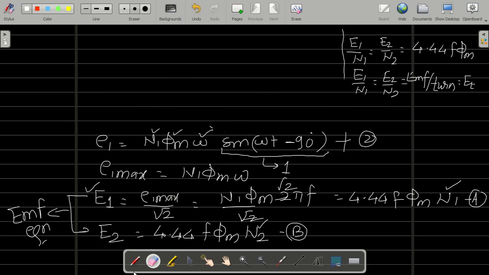Okay, so I got the EMF equation. Capital E1 RMS value and capital E2 RMS value are 4.44 f phi m N1 and 4.44 f phi m N2. Both differ only because of the number of turns N1 and N2. EMF per turn on primary and EMF per turn on secondary will be the same. So you will get E1 upon E2 equal to N1 upon N2 from this. This is called the turns ratio. We can also say V1 upon V2. What do we call it? Turns ratio.